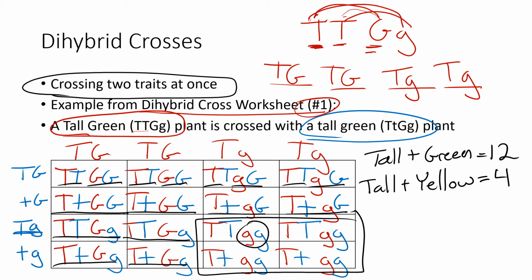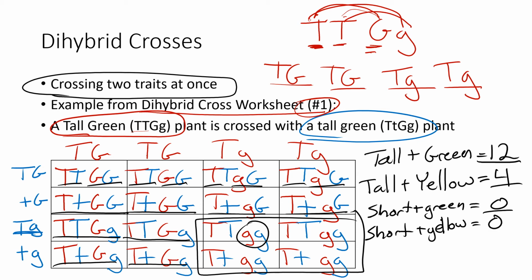When you're doing your questions here, sometimes they ask how many would be short and green? And that would of course be 0, and short and yellow would, of course, also be 0. And so these are your phenotypic ratios.